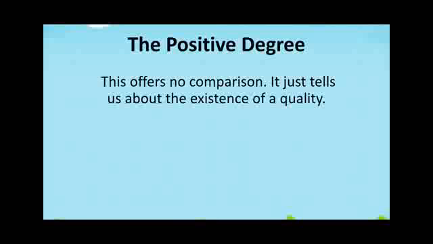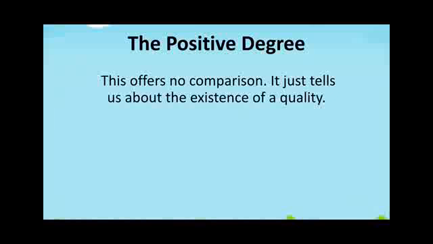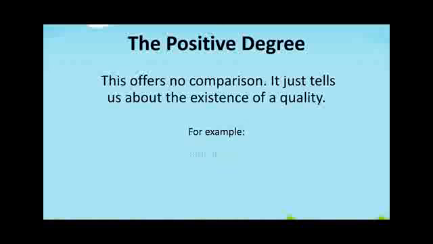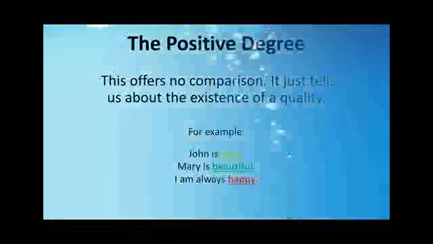The positive comparison offers no comparison. It tells us about the existence of equality. For example, John is smart. Mary is beautiful. I am always happy. You can see that in these words, there's no comparison. It just tells us exactly what the object or person is.